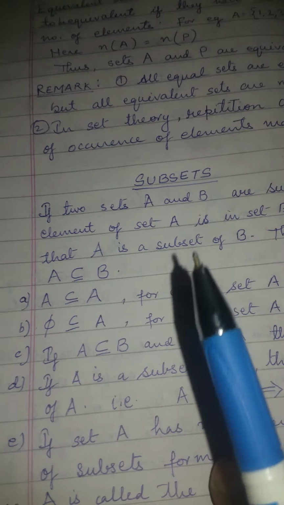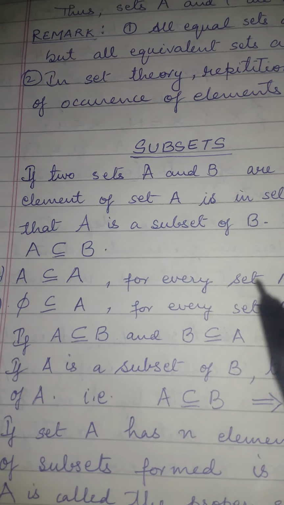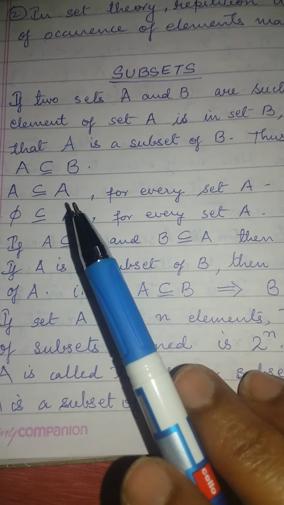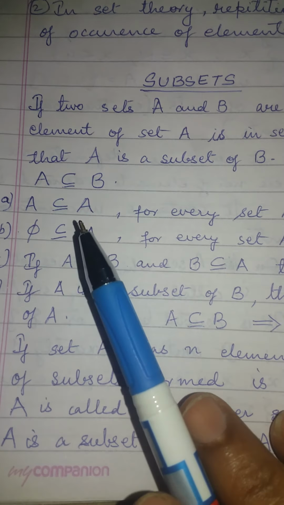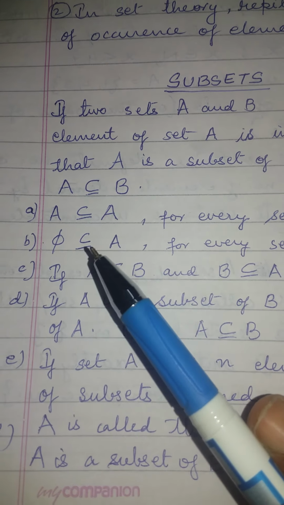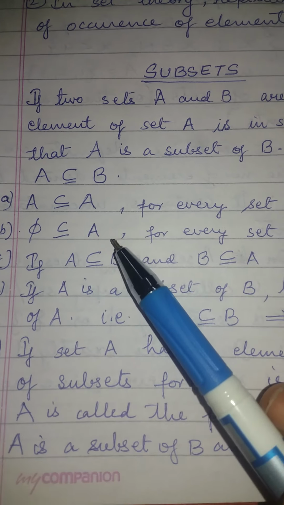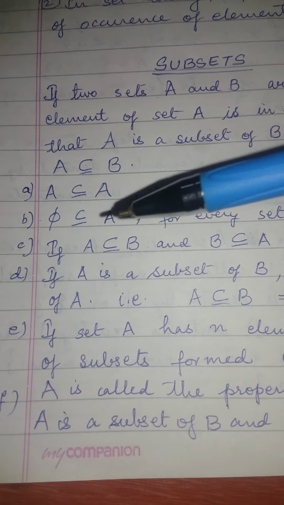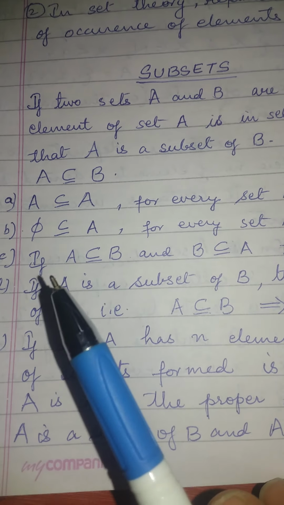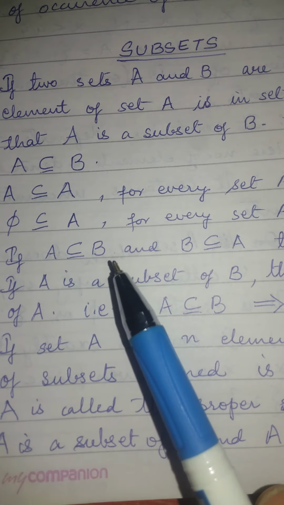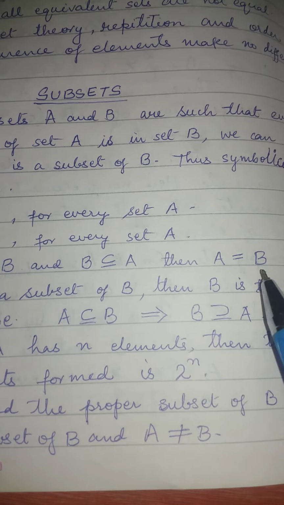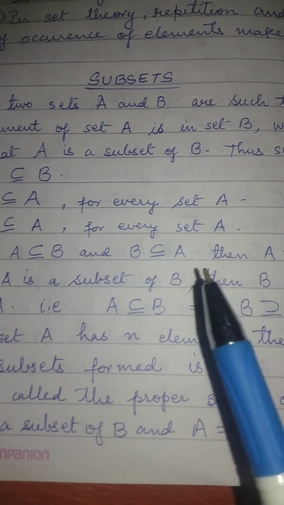Now, there are a few basic properties related to subsets. First, A is a subset of A, which means every set is a subset of itself. Second property, phi is a subset of every set. Phi is an empty set, so the empty set is a subset of every set. Third property, if A is a subset of B and B is a subset of A, then we can conclude that A is equal to B.